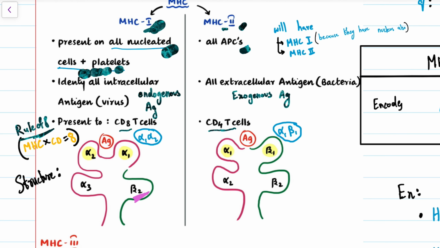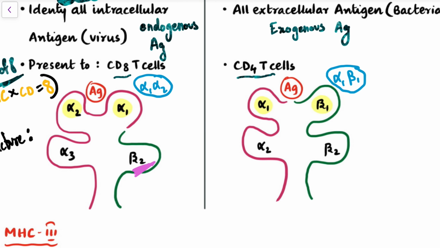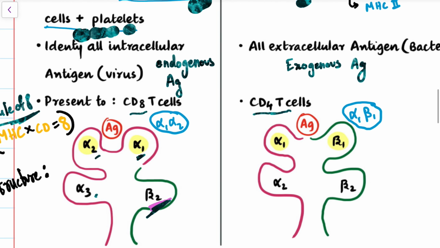So in an MHC class 1, there are two chains. One is the long alpha chain, and the other is the short beta chain. The short beta chain contains the beta 2 microglobulin, whereas the long chain has alpha 1, alpha 2 and alpha 3. This antigen comes and binds between the alpha 1 and alpha 2. You get it? Alpha 1 and alpha 2.